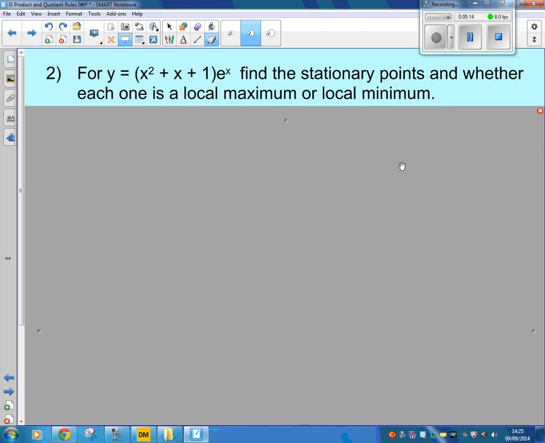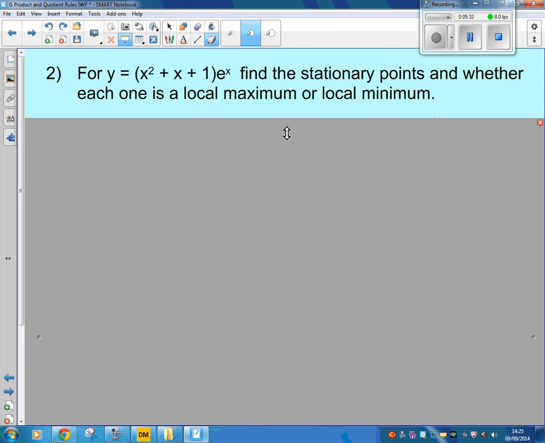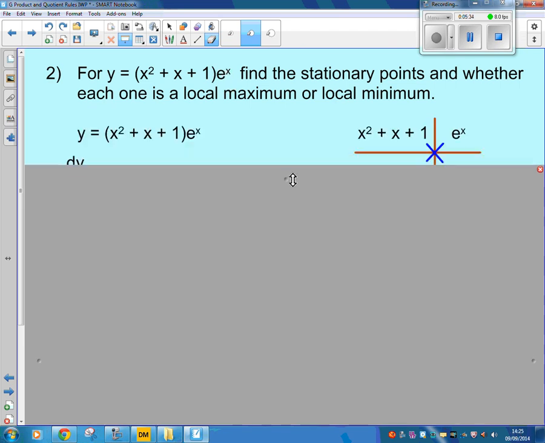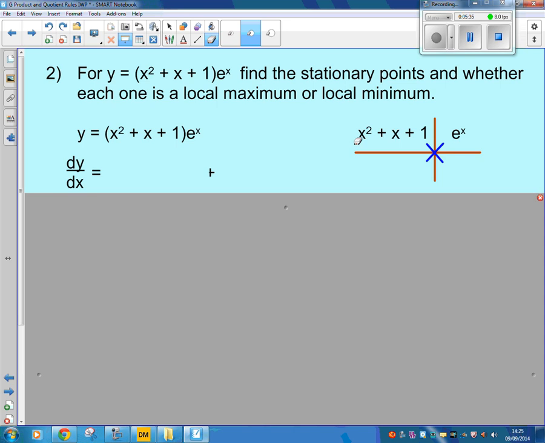Let's now use it in a problem. You're told y is (x squared plus x plus 1) e to the power of x, and you need to find the stationary points and whether each one is a local maximum or a local minimum. So we look at it and we say (x squared plus x plus 1) multiplied by e to the x, product rule, straight to our grid.